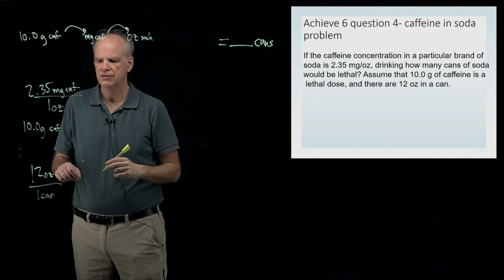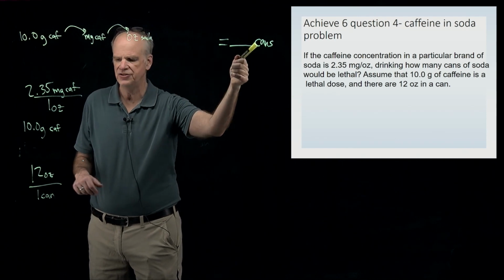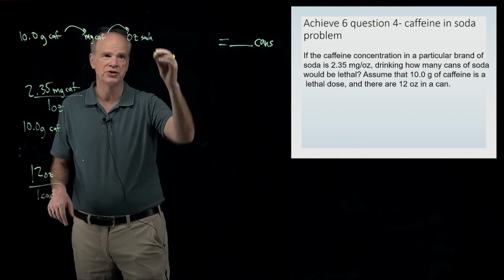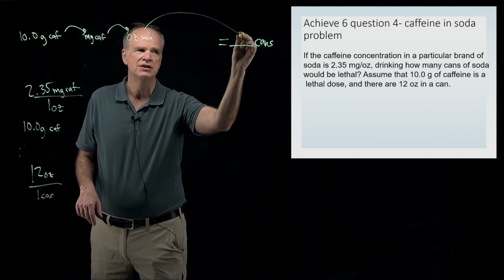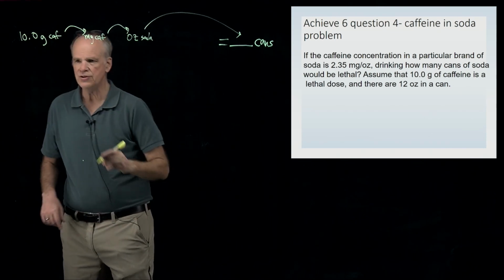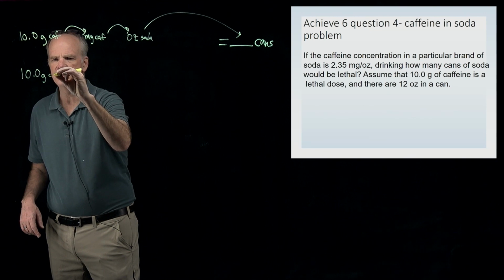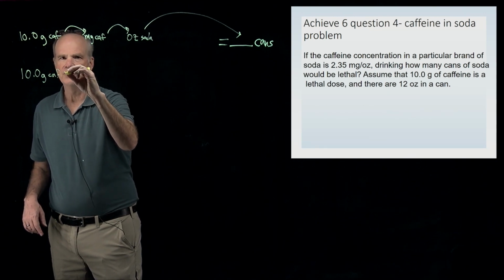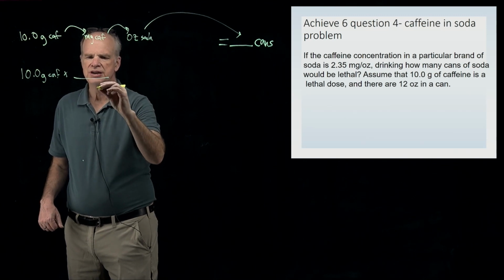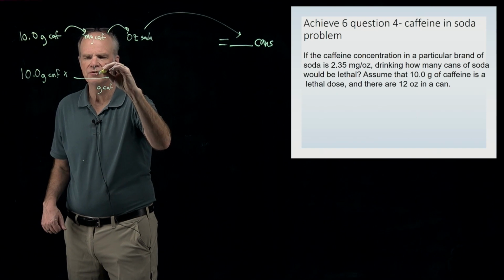And then let's see where we need to go from there. We need to go from ounces of soda to cans. And we are told that for every can, it has 12 ounces of soda. So the last conversion will be here. Let me go ahead and set up this problem and try to solve it. Again, we're starting out with 10.0 grams of caffeine. The first step is we want to convert this to milligrams. What we need is grams in the denominator and milligrams in the numerator for things to cancel out.